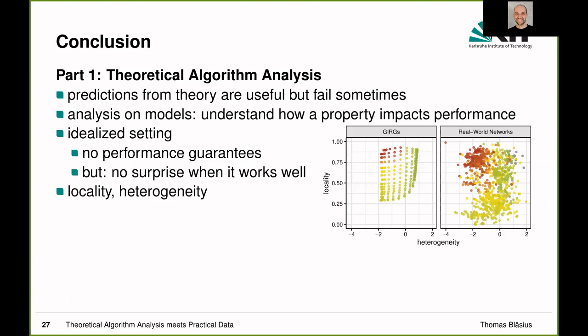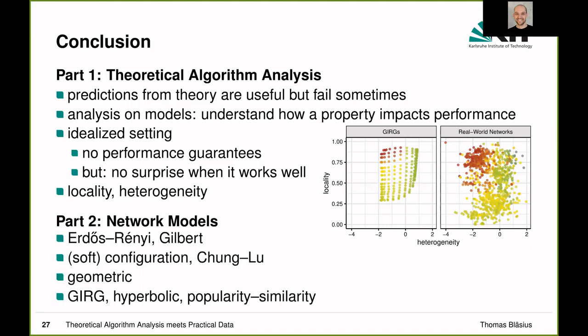Maybe one thing I want to stress here is that this approach has advantages and disadvantages. The disadvantage is that you don't get performance guarantees for specific networks, but it seems to, at least for the bidirectional search, work quite well, because the results you prove on this idealized setting seem to translate to real-world networks over here.